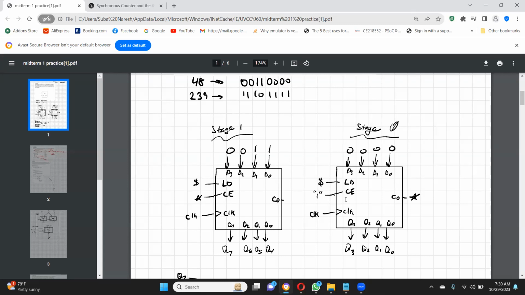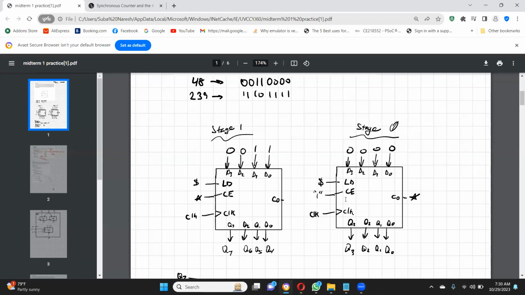Even if the load is 0? Yes. It will be counted even if the load is 0, but you don't know what the initial value in the counter is. It will have some previous value, and it will start from there. You are not loading anything. Initially it's 0000.